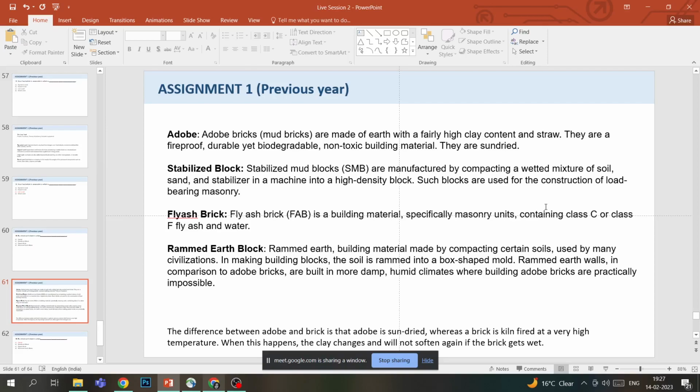So fly ash brick, FAB, is a building material, specifically masonry units, and it contains either class C or class F fly ash and water. So they are made with fly ash and water.